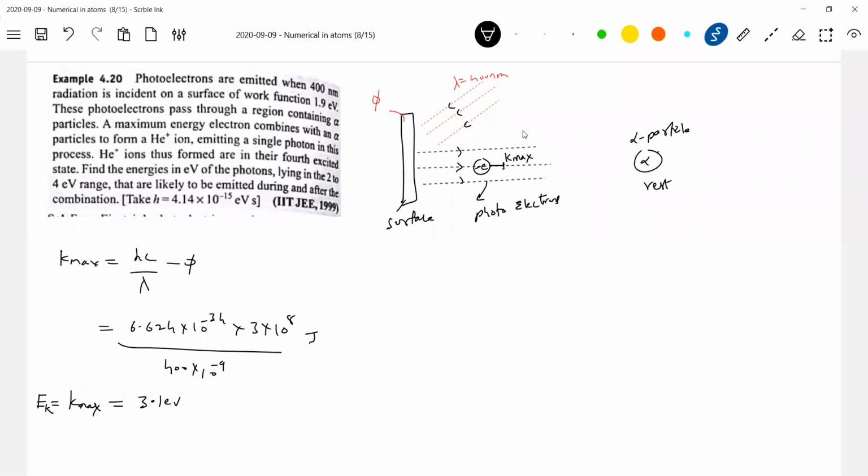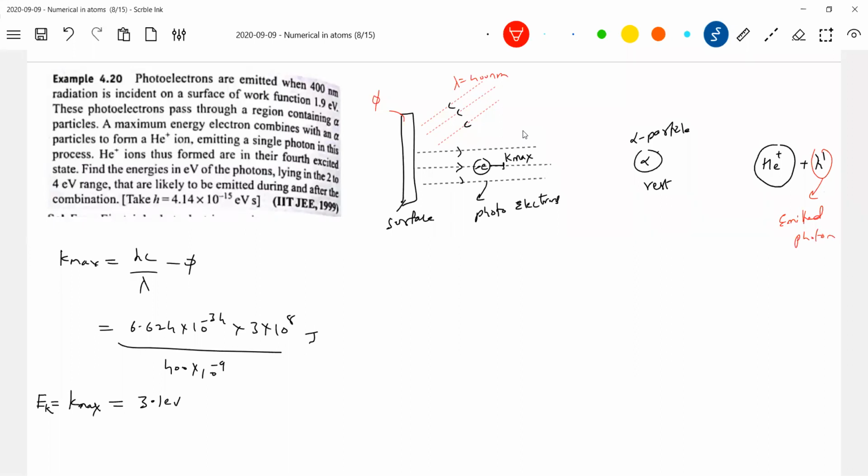Now, it will capture the alpha particle. When the alpha particle is captured, it will become helium plus, it will become an atom. And meanwhile, it will give out one photon. Lambda dash, you call it.